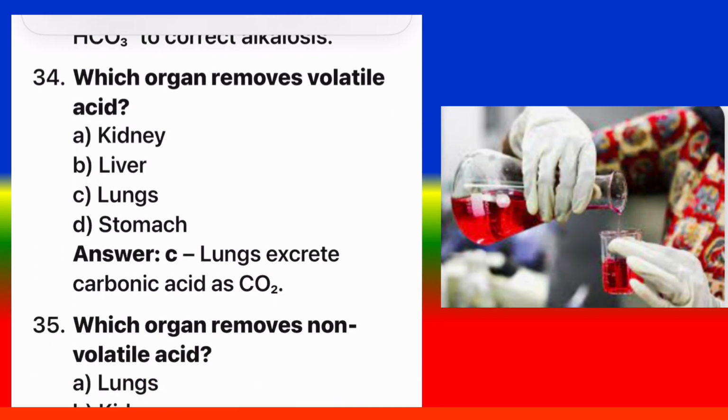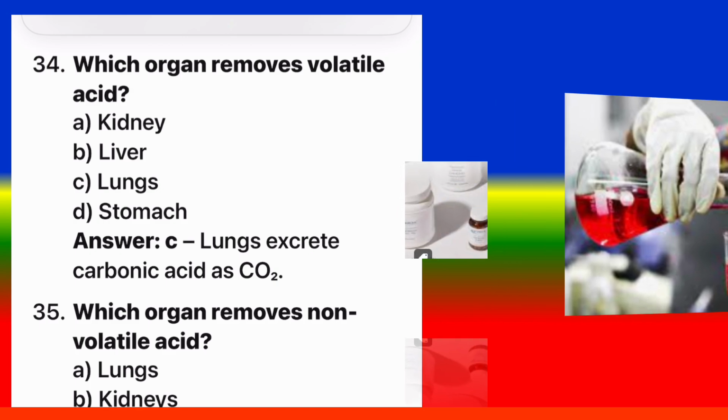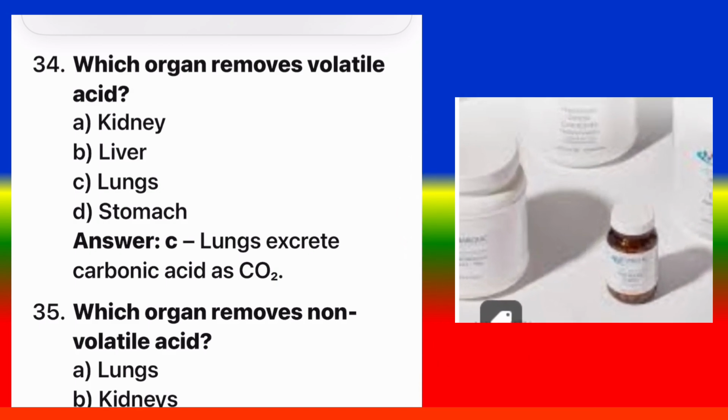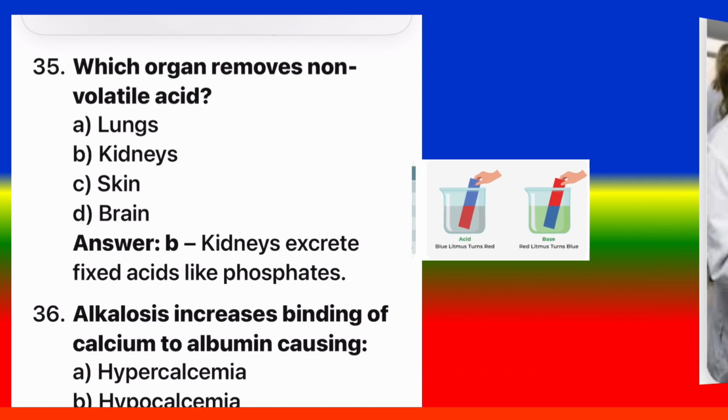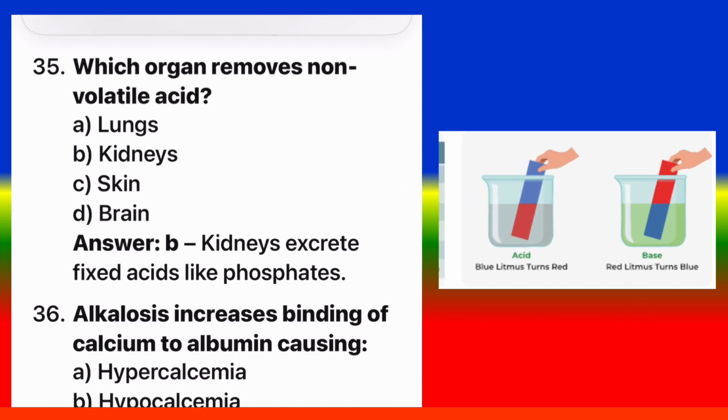34. Which organ removes volatile acid? A, kidney. B, liver. C, lungs. D, stomach. Answer C, lungs excrete carbonic acid as CO2. 35. Which organ removes non-volatile acid? A, lungs. B, kidney. C, skin. D, brain. Answer B, kidneys excrete fixed acids like phosphates.